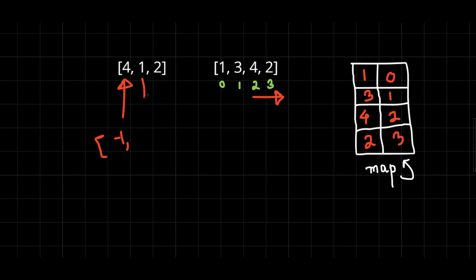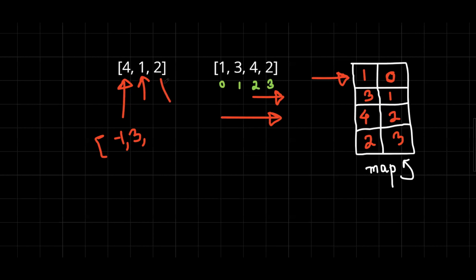Now, for this element 1, we have to check what is the index number of the element 1 in the second array. According to the map, the index number of 1 in the second array is 0. So we have to look at all of the elements which appear after index 0 in the second array, to see if we can find any element which is greater than 1 or not. Here we can see the element 3, which is definitely greater than 1. So we have to add the value 3 into the resultant array.